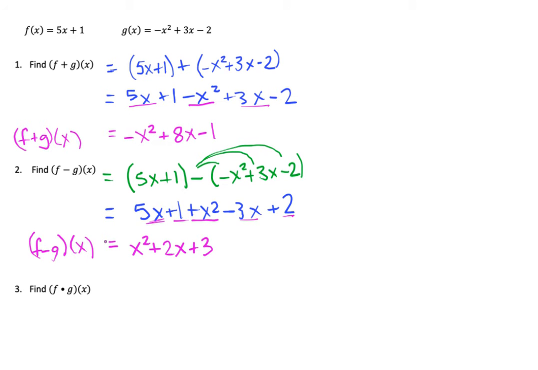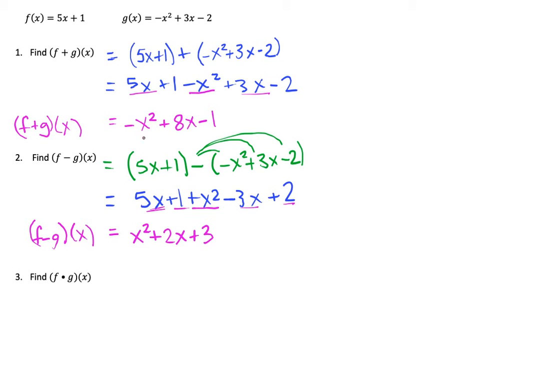Last thing we're going to do is multiply. And same thing, just remember when you're multiplying, you can use the box method, or if it's two binomials, you can FOIL. You can just distribute is, I guess, what I normally do. So f times g, so my f is 5x plus 1. My g is negative x squared plus 3x minus 2. And I'm just going to distribute.